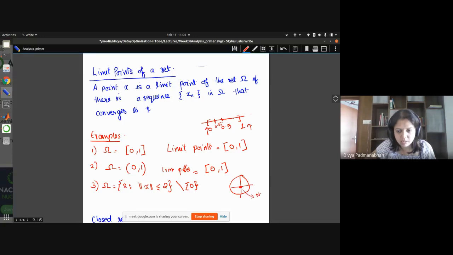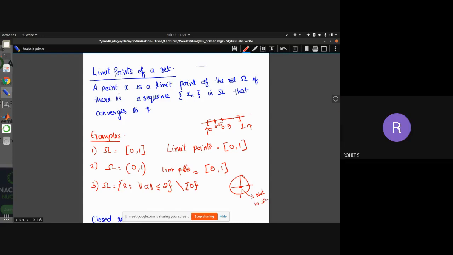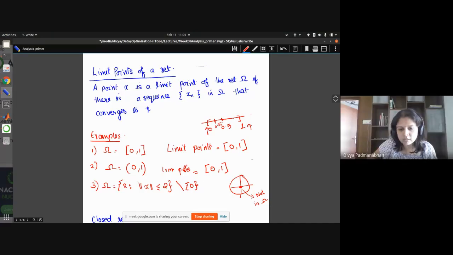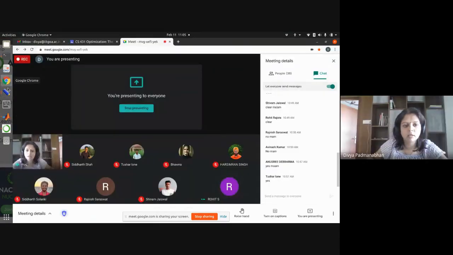This point is not in omega. Shouldn't the graph just be the closed interval minus 2 to 2? For this one, I'm taking everything in R2, so this is in 2 dimensions. The norm consists of everything which is inside. So this set, norm of x less than 2, is everything within this circle, and out of this I'm excluding the point 0, 0. Is that answered? Was your question answered? Yes, ma'am.